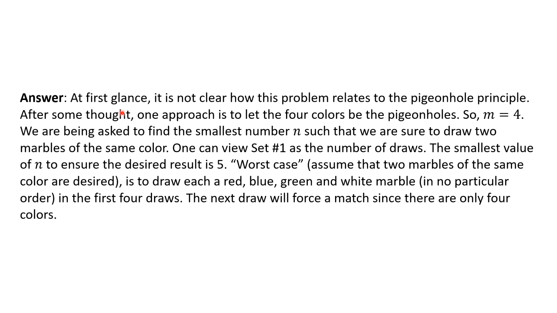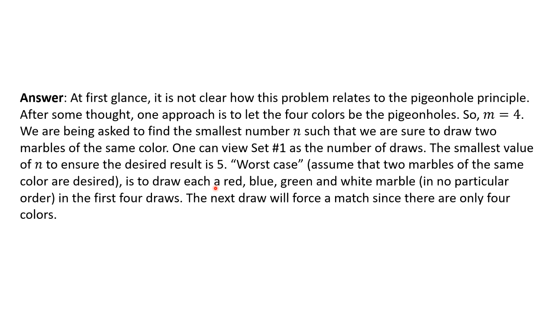Oh, here's my solution. I tried to map it to the definition of the pigeonhole principle. So I let the 4 colors be the pigeonholes. So that's our set number 2, and n would equal 4 in that case. And we're being asked to find the smallest number of n such that we are sure to draw 2 marbles of the same color. So one can view set 1 as the number of draws. The smallest value n to ensure the desired result is 5.